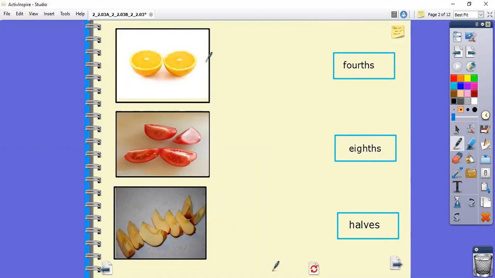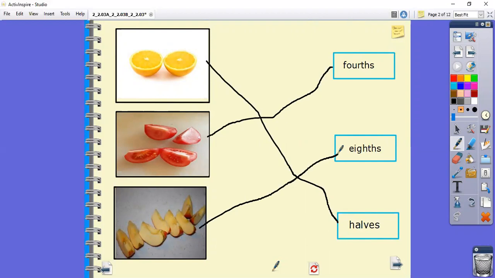Let's draw a line. So our orange is called halves. Now this tomato has 1, 2, 3, 4 pieces. Since it has 4 pieces, we are going to call this one fourths. Okay, see however many pieces you have, that decides the name of your fraction. In this apple, we have 1, 2, 3, 4, 5, 6, 7, 8. There's 8 pieces, so this fraction would be called eighths.